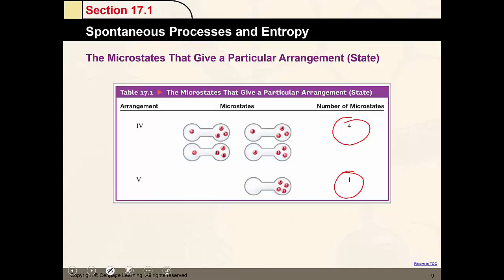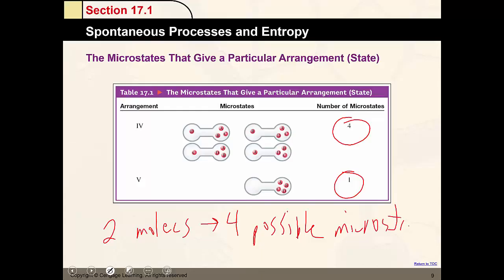Like if we have just 2 molecules overall, there's just 4 possible microstates. So for example, if we have just 2 molecules, the possibilities are both on the left side, 1 on each side.